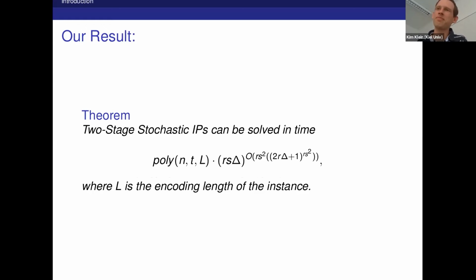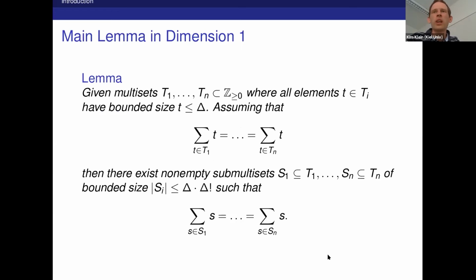So now I would like to give you a brief overview on how we can prove this lemma. If we consider dimension 1, this is actually the easy case. We have given classical multisets, and every entry is bounded by delta, and they all sum up to the same number. Then we can find subsets, bounded by delta times delta factorial, such that they all sum up to the same value. This proof is actually rather easy to see.